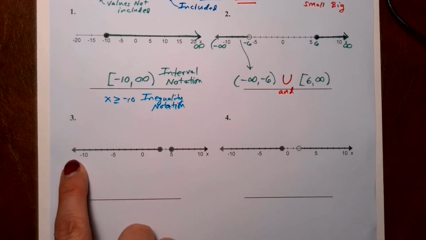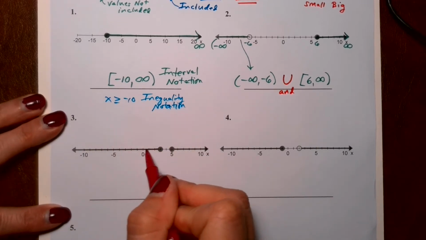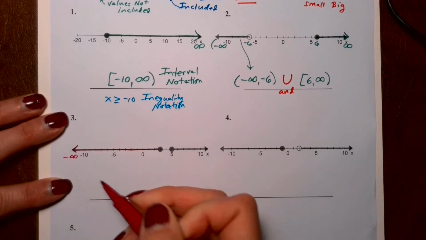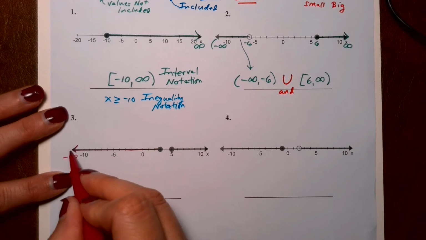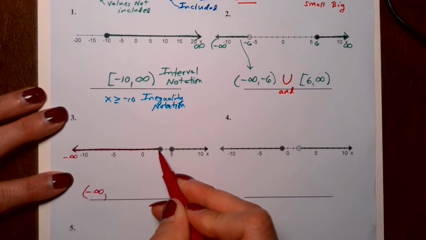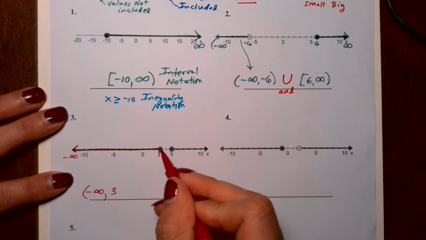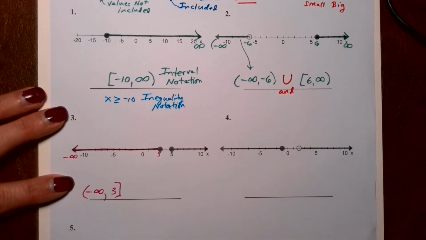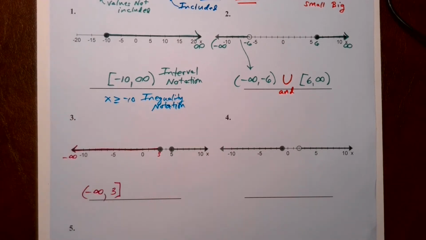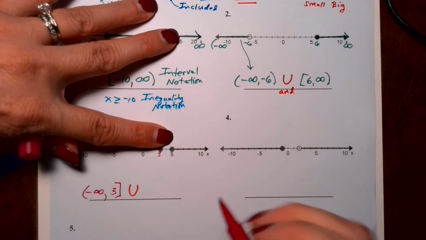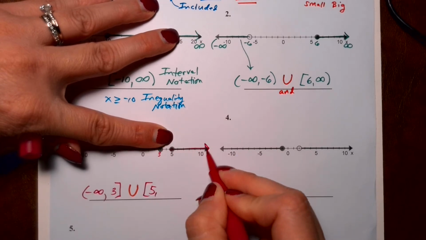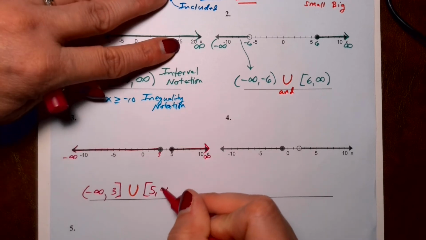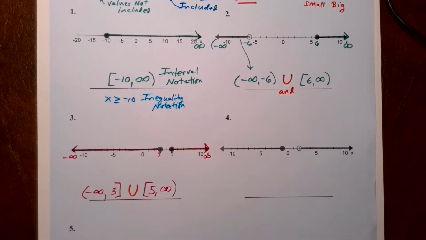Number 3, 2 pieces. Let's start from left to right. This section goes all the way to negative infinity. Negative infinity always gets a parentheses, and it goes all the way until the value 3. Since that's filled in, we're going to do a bracket. Then the symbol for "and" another one: we use the tall union symbol. We start at 5. Since it's filled in, that's a bracket, and it goes all the way to positive infinity. Infinity always gets a parentheses.